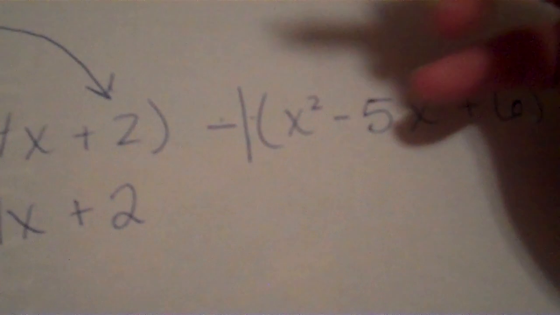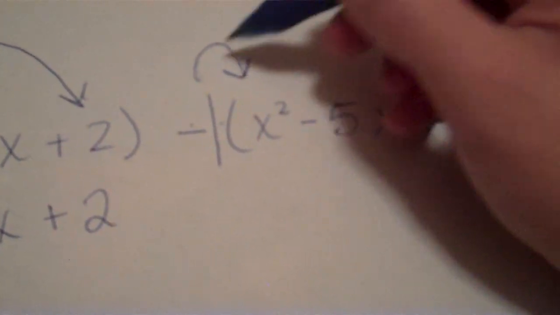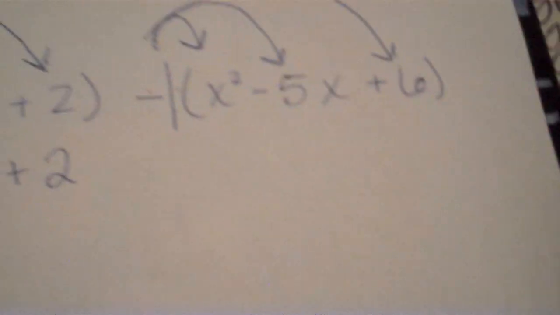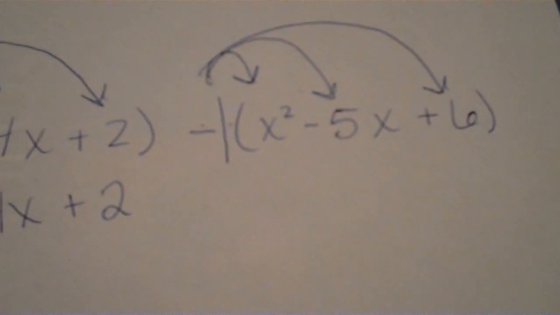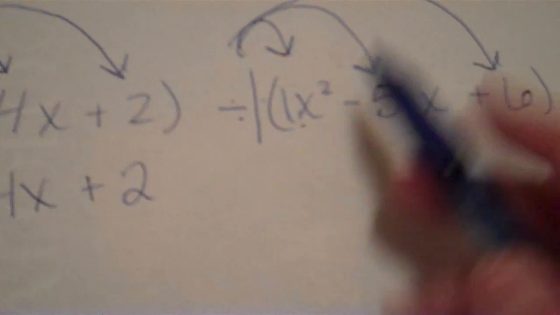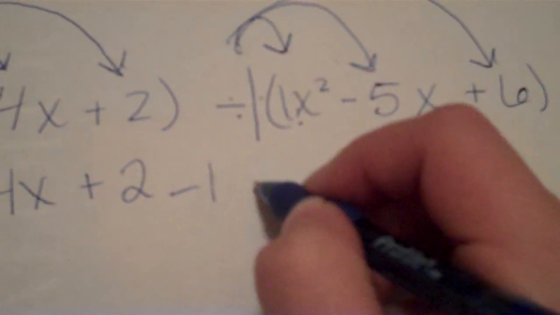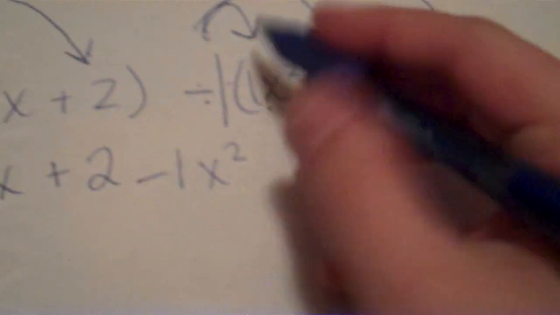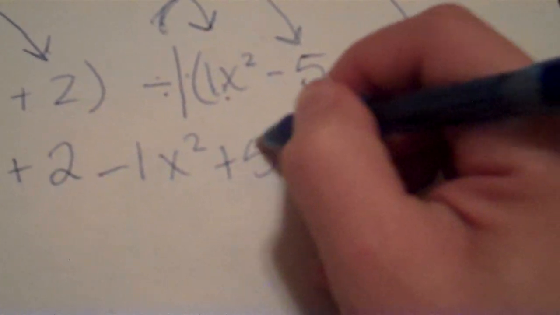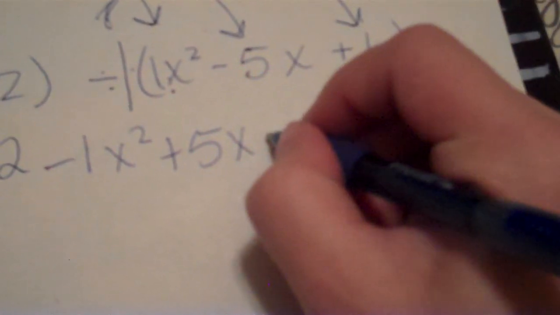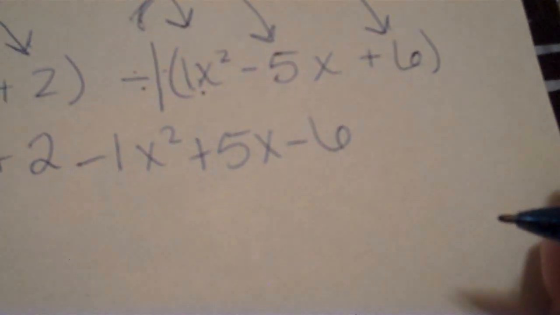But if you have a negative 1, you're going to see that a lot of things change. So we're going to distribute that negative 1. Okay, now you might need your calculator to do this. I'm just going to do it for you real quick. There's no number here, so the number's 1 if you want to write it. Negative 1 times 1 is negative 1x squared. Negative 1 times negative 5 is a positive 5, and the x comes down. And negative 1 times a positive 6 is a negative 6.